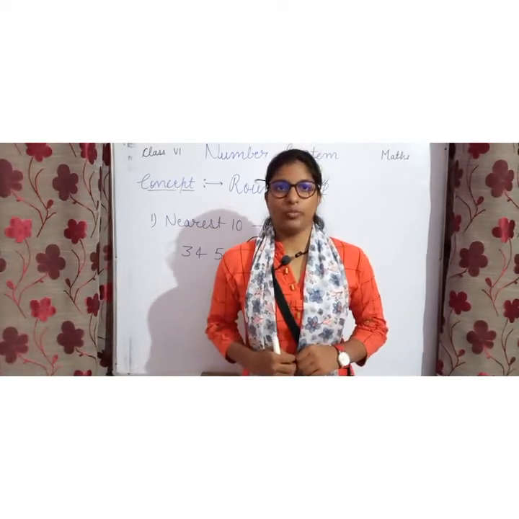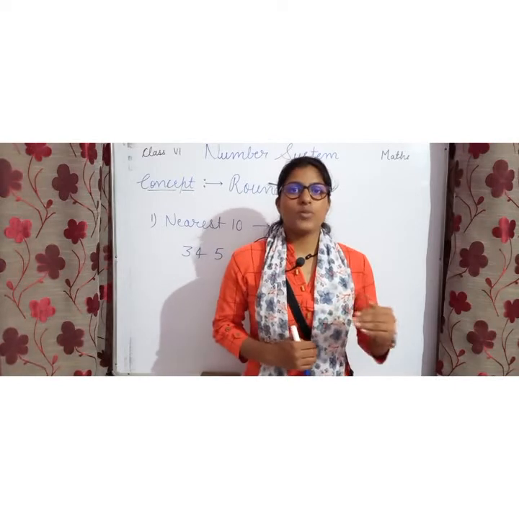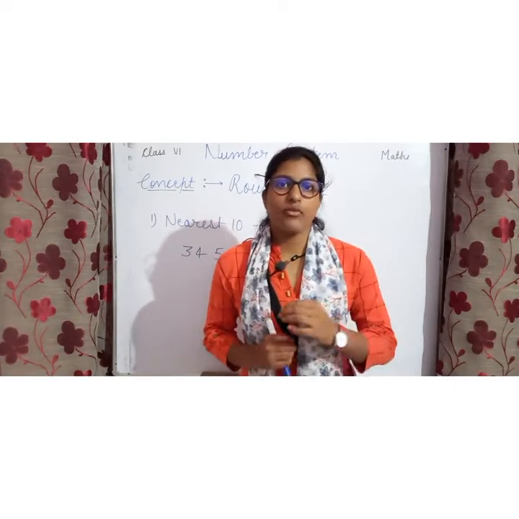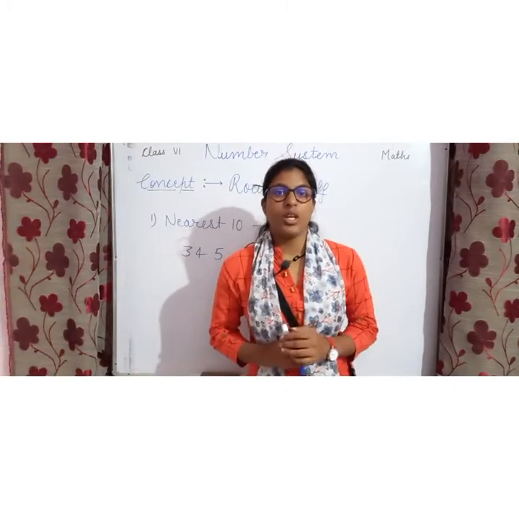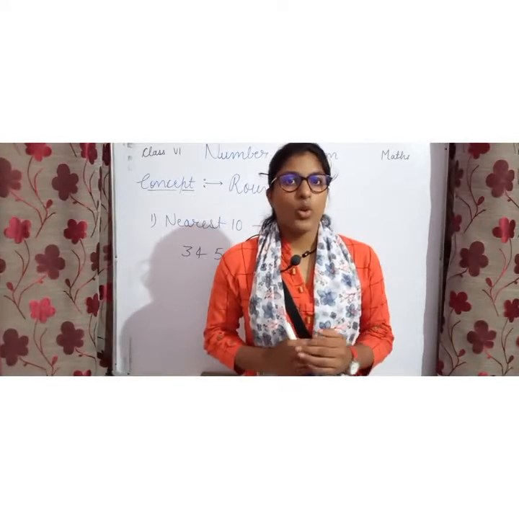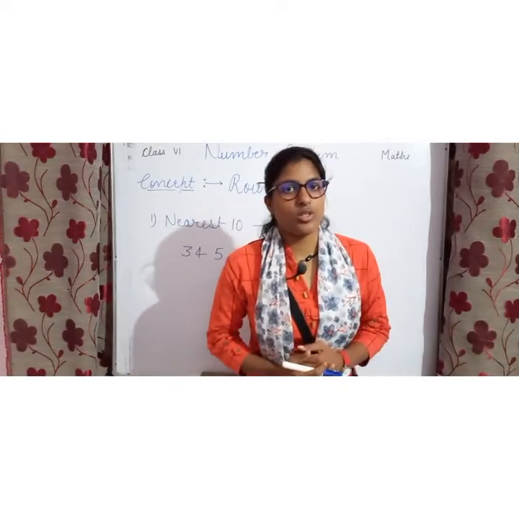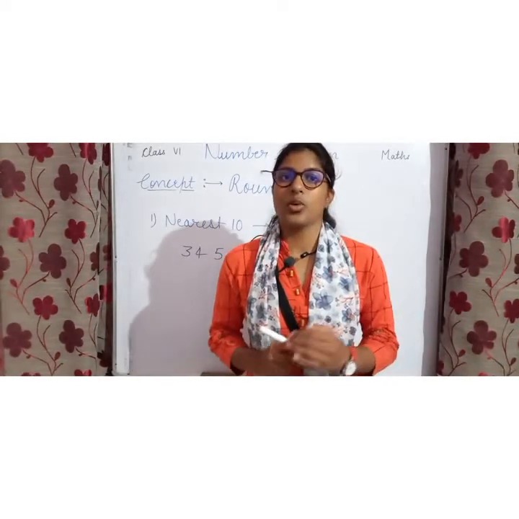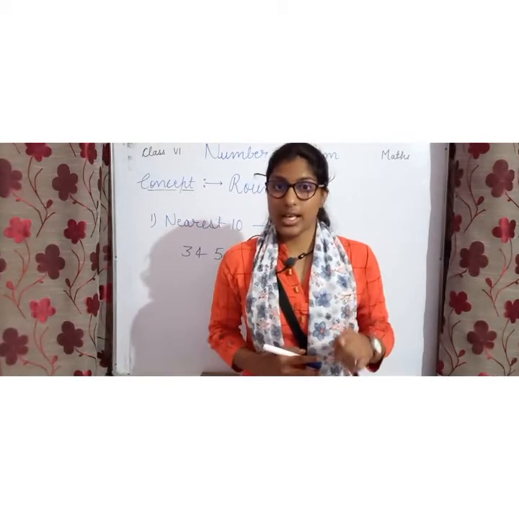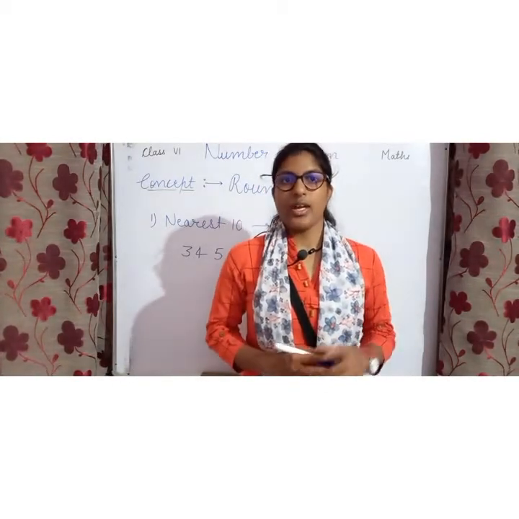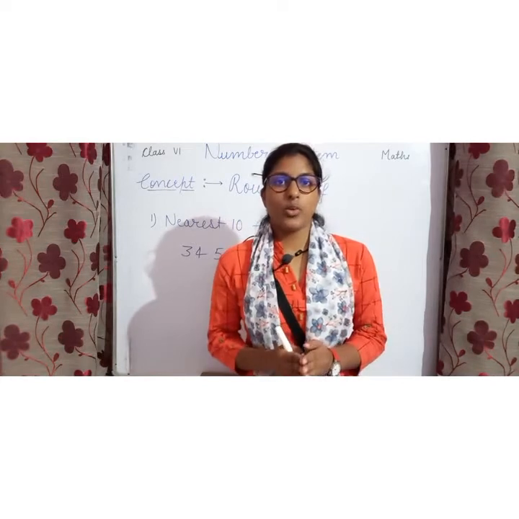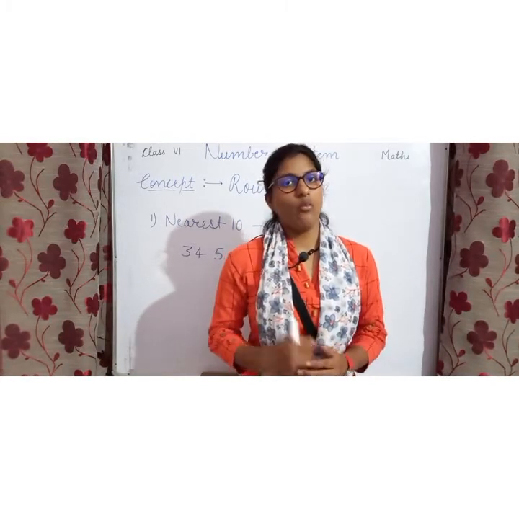Rule number 2, we see whether the ones place digit is greater than 5 or less than 5. If that is less than 5, we are not making any kind of changes. But if that digit is greater than or equal to 5, in that situation, we will increase our tens place digit by 1.